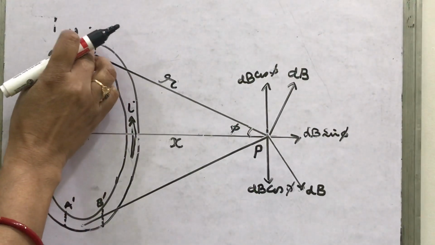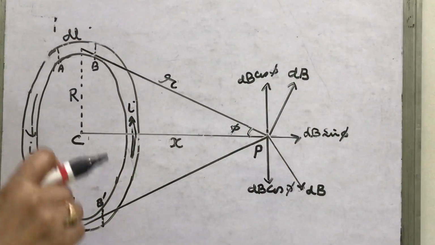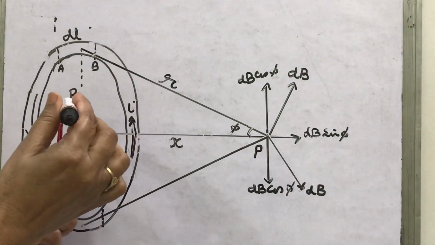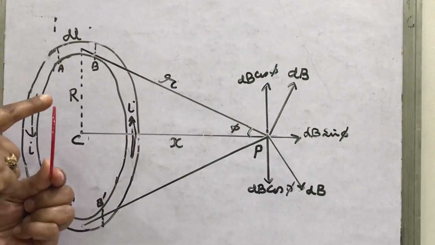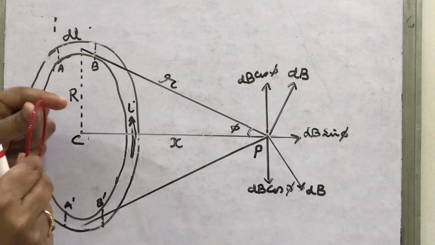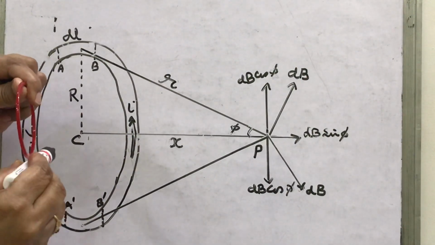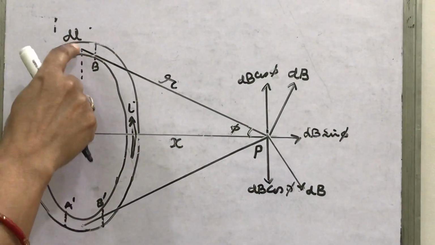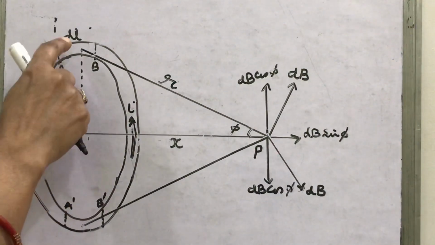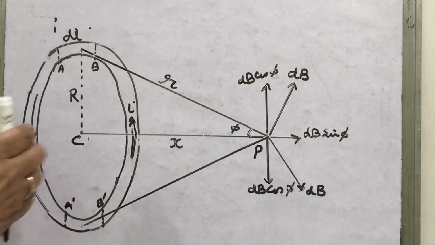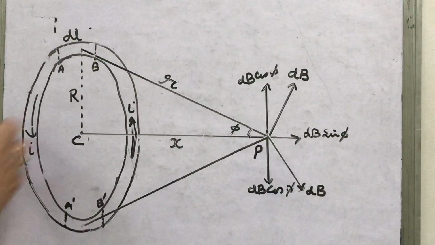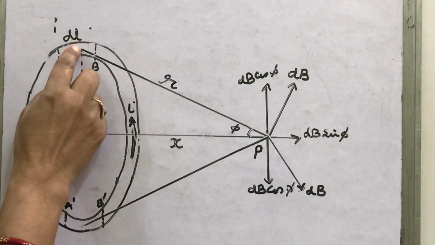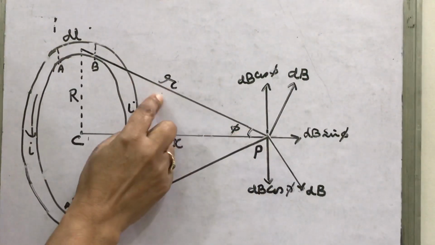What will be different? Here the current element has the current I as shown. At the vertically topmost point, the current will be in this direction. Then since the current is flowing around, what will be the current direction at the opposite point? For two elements which are diametrically opposite, the direction of current will also be opposite. So here the current is topmost outward, and the distance of this dl from the point P is R.